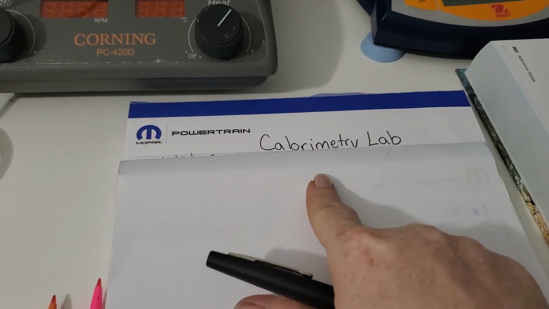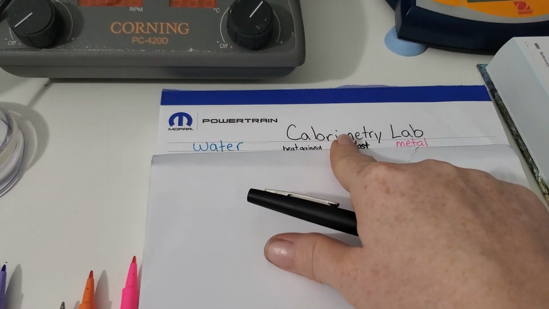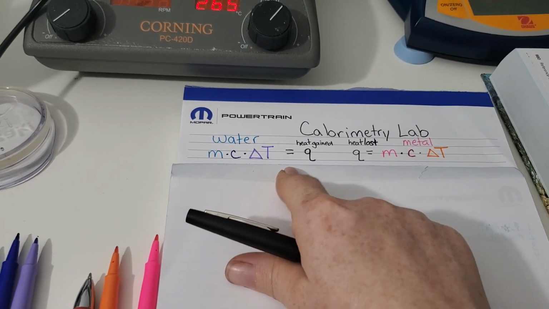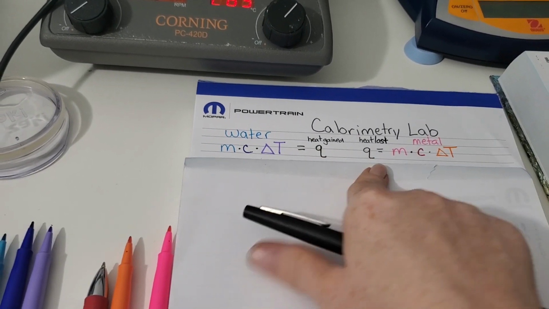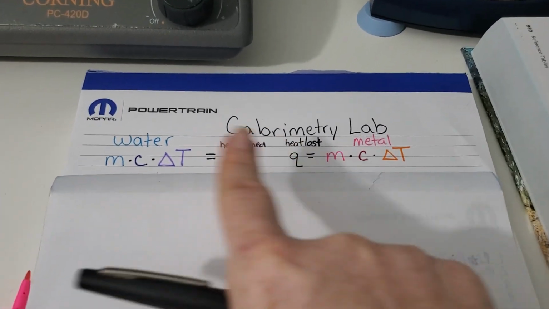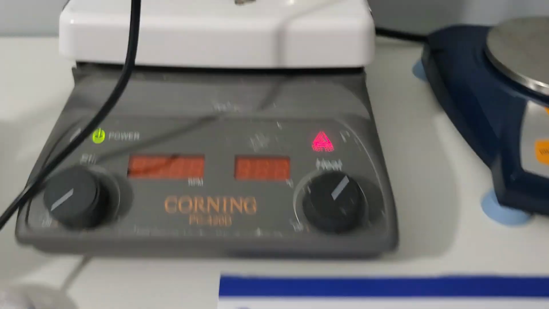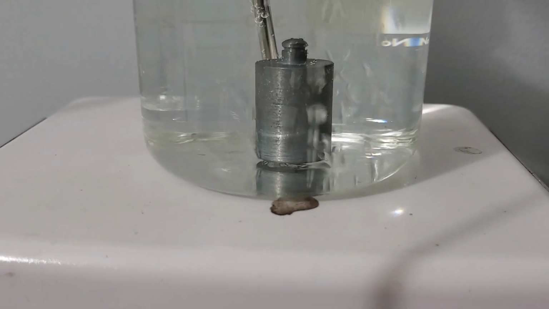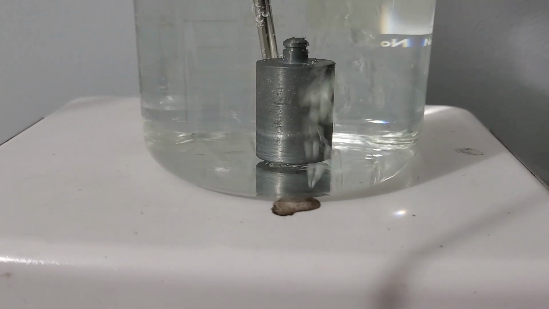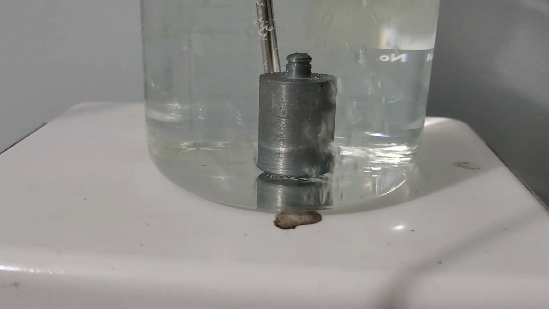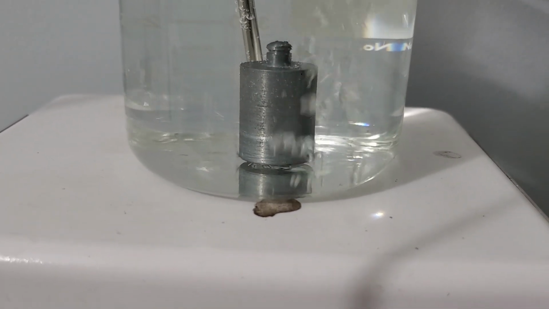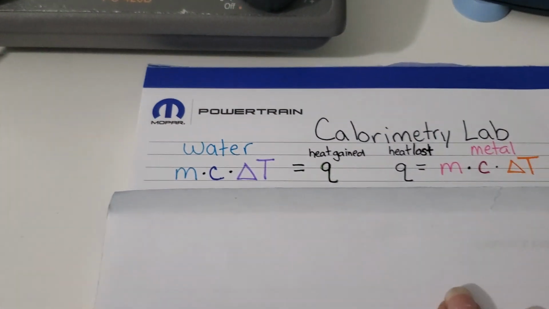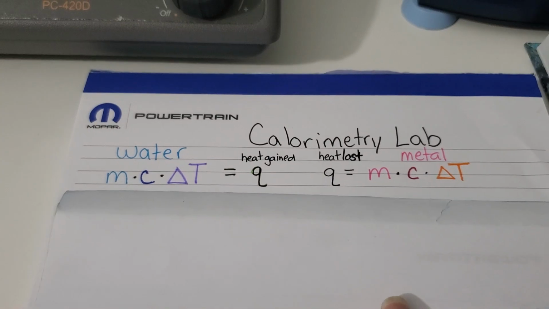All right, so for a calorimetry lab, we have our MCAT equals Q. So Q equals MCAT. So we're going to have water and we're going to have a metal. So I've placed in here a metal, and it's just a silver metal. I don't know what this metal is. So that's a lie. I know what it is. But you guys don't know what it is. But we're going to be able to figure out what metal it is.